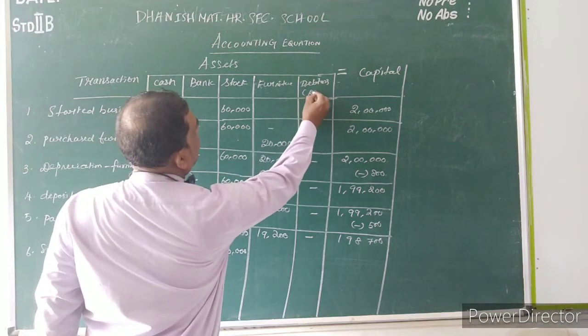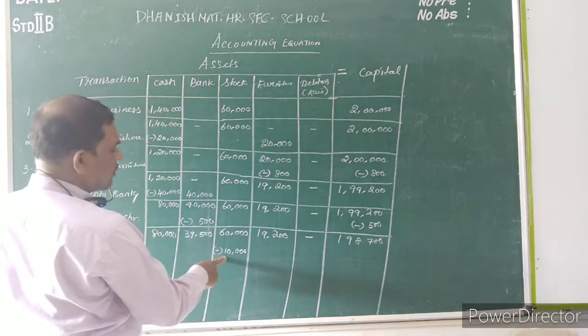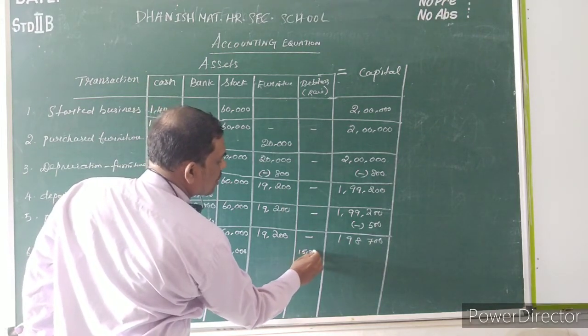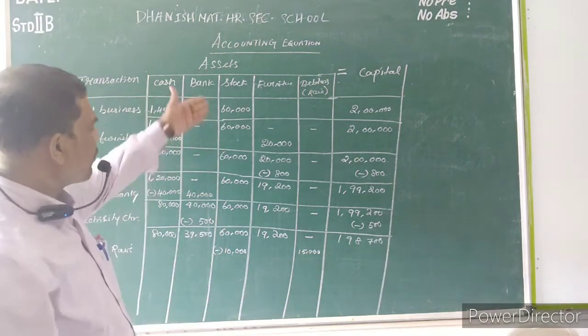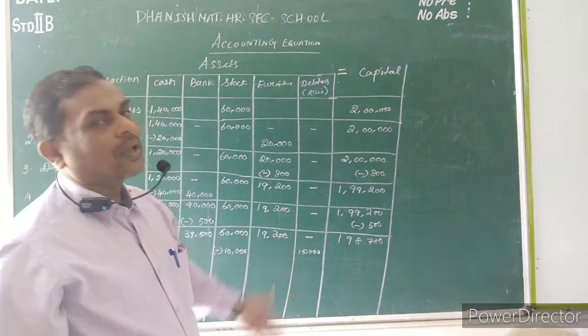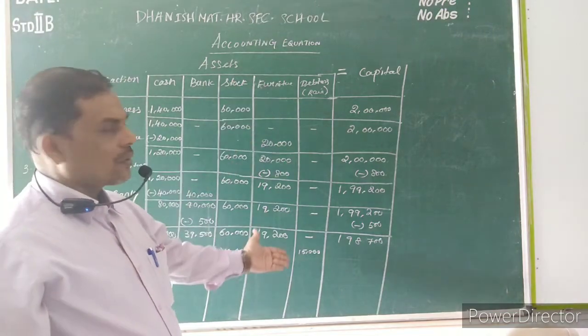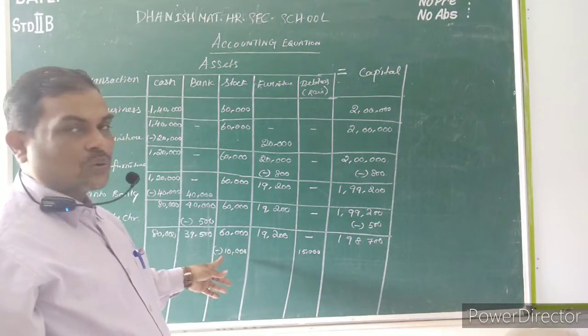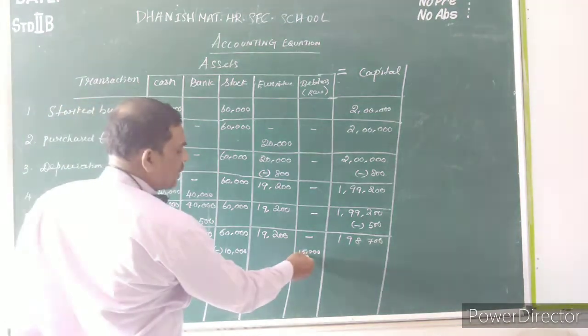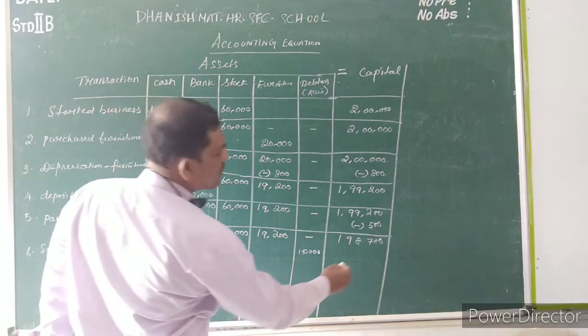Here debtor is Ravi. You are selling the same 10,000 goods to Ravi for 15,000. You understood or not? You are taking the value of 10,000 goods. You are making some profit and selling to Ravi because this is credit sales. 10,000 goods you are selling for 15,000. Now what is the profit? 15,000 minus 10,000, balance 5,000 is the profit.